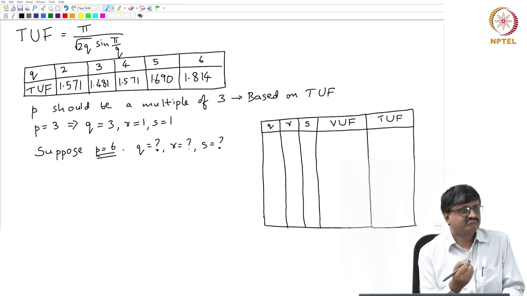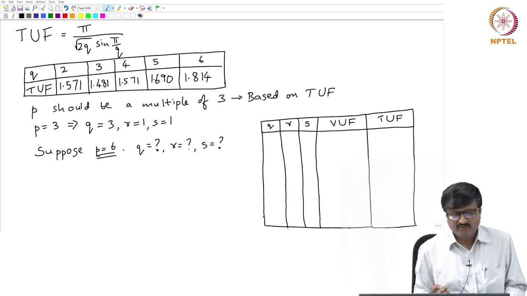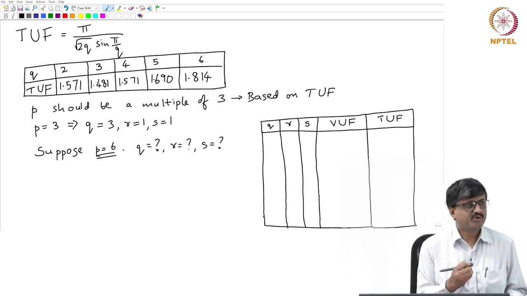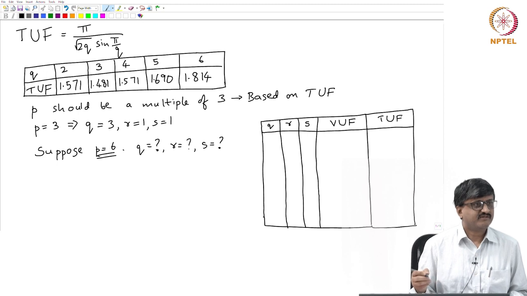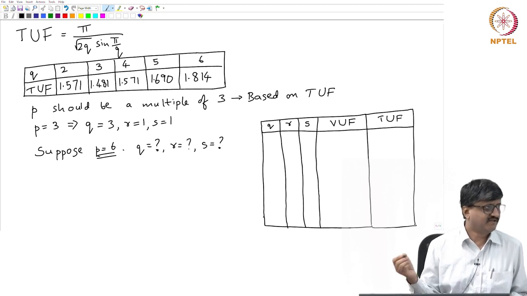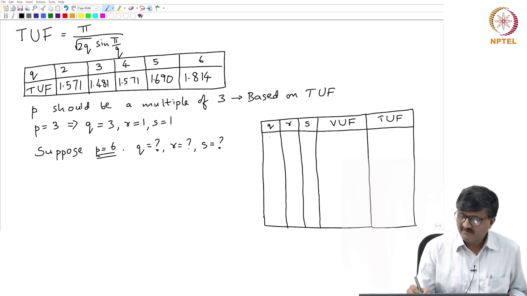So 6 choices, let us see. What are the possible choices of Q? See, Q has a constraint, it should be greater than or equal to 2. Okay. So Q is always greater than or equal to 2, R and S are greater than or equal to 1, and all are positive integers. So let me take the least possible value of Q.